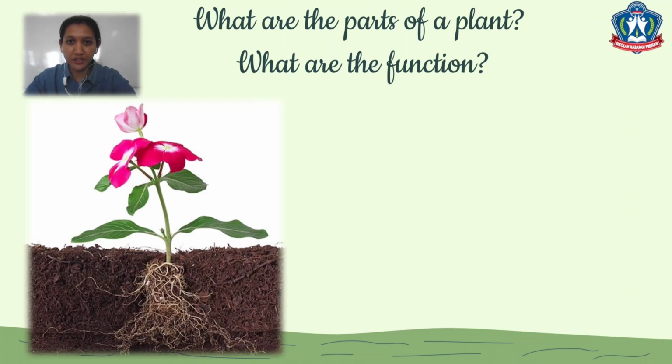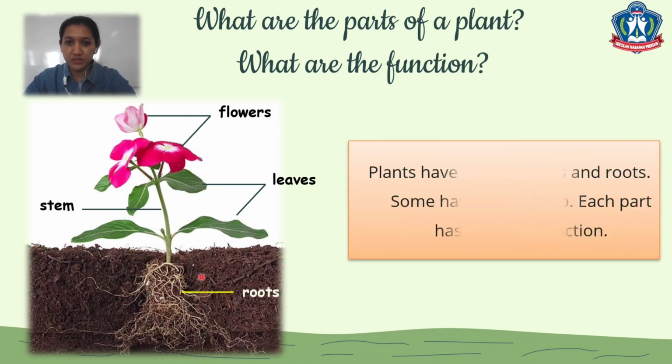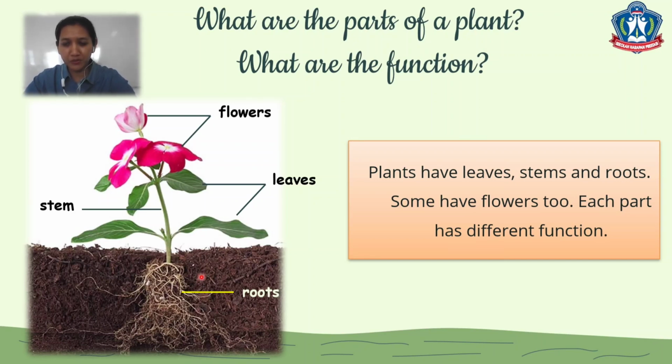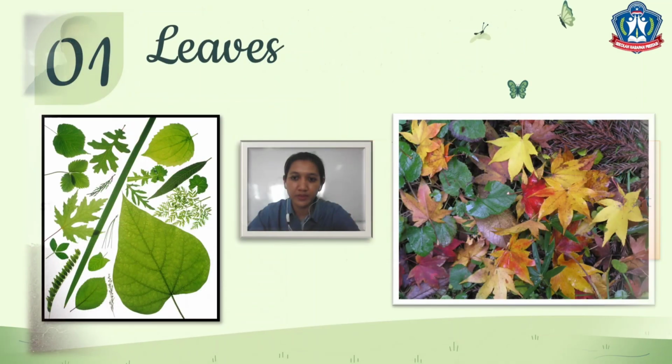Do you know what the parts of a plant are, and what their functions are? Here I will tell you one by one. First, here are flowers. And then here are leaves. This one, stem. And these are roots. So plants have leaves, stems, and roots. Some have flowers too. Each part has a different function. Here I will tell you each function.